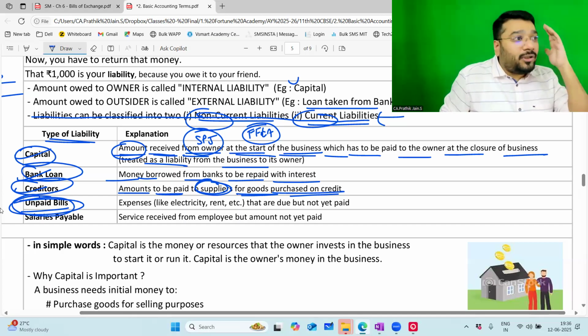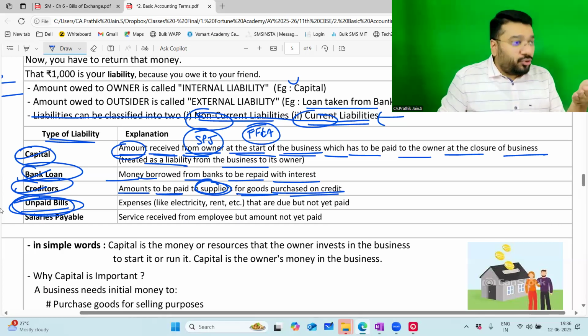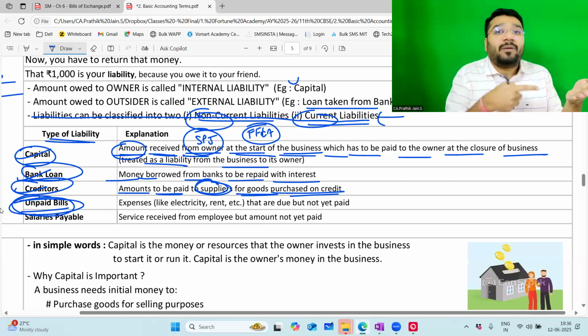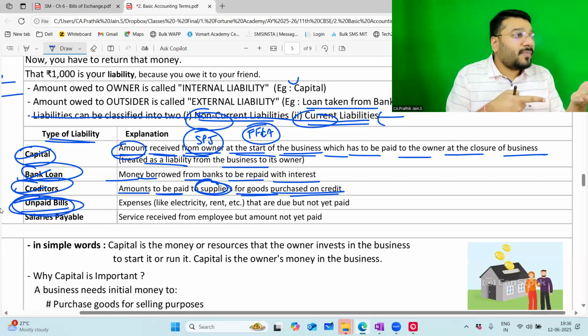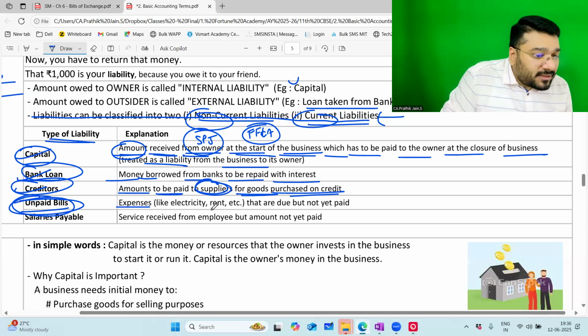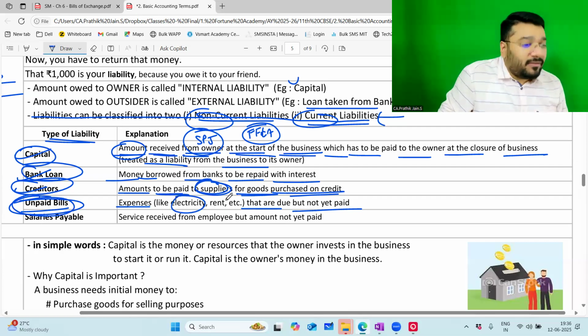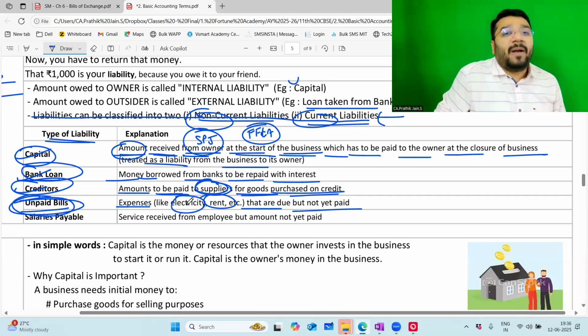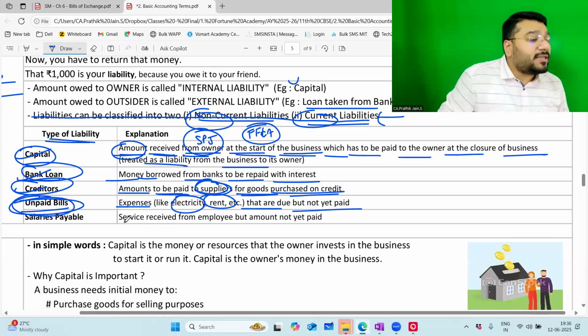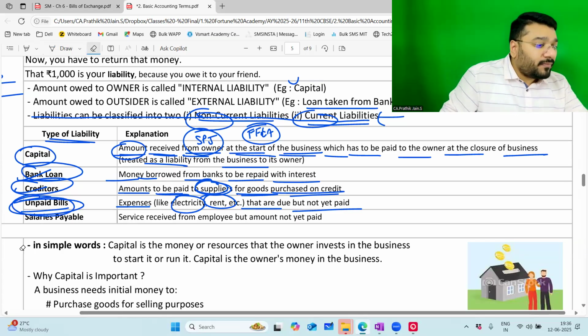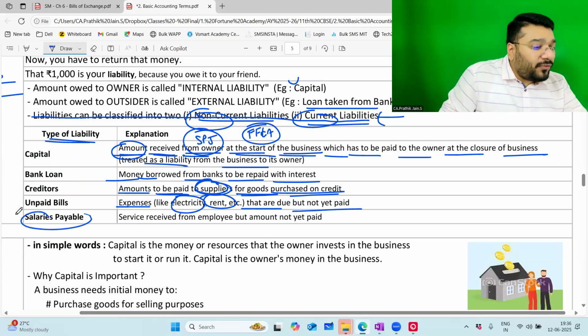So where will I record it to remember? On the liability side. So every time I take the balance sheet to check how much money I have to pay to outside people, I'll be able to follow. So expenses that are due but not yet paid are called unpaid expenses, unpaid bills. Example, electricity spending, rent is pending, any expenses pending to pay, that is called an unpaid bill.